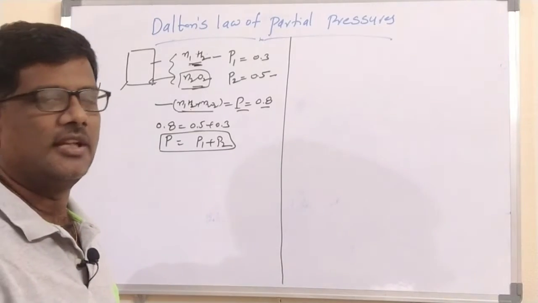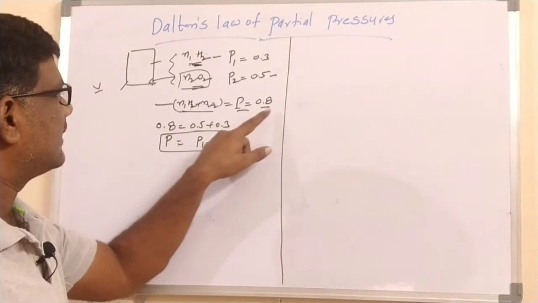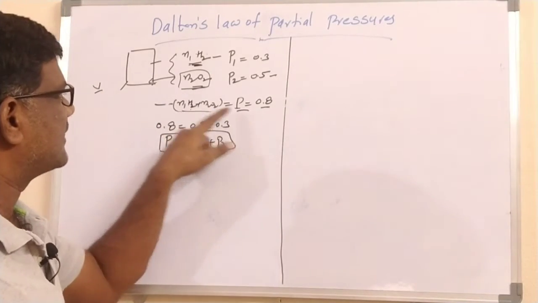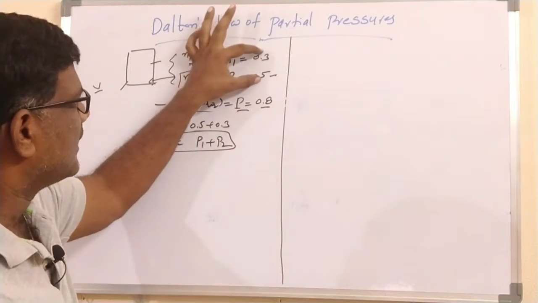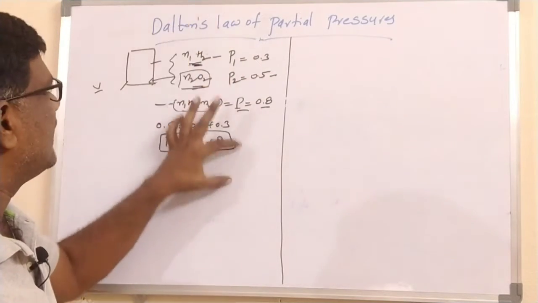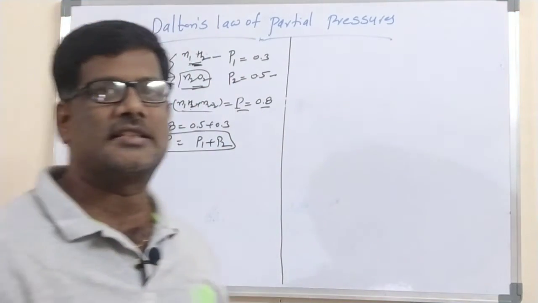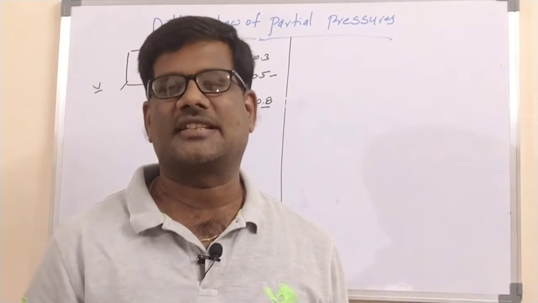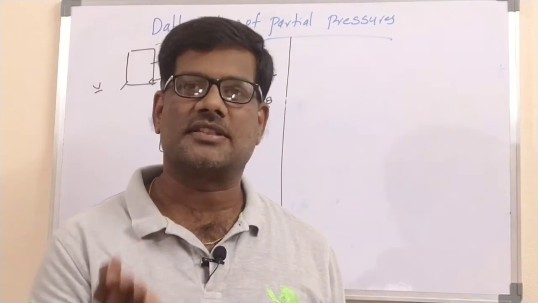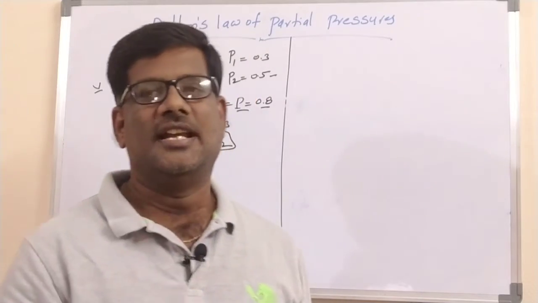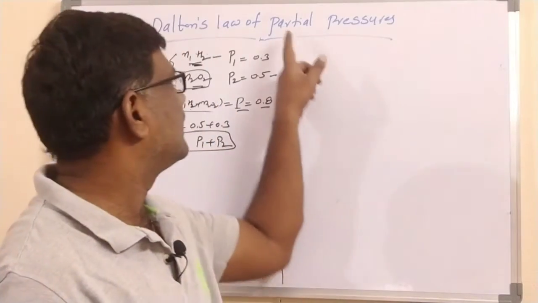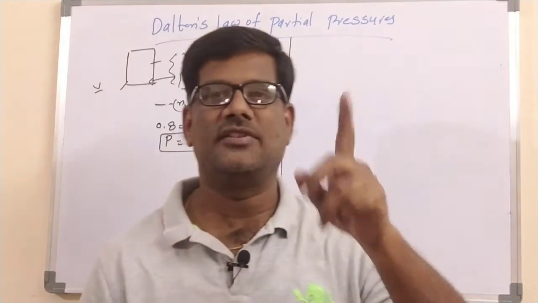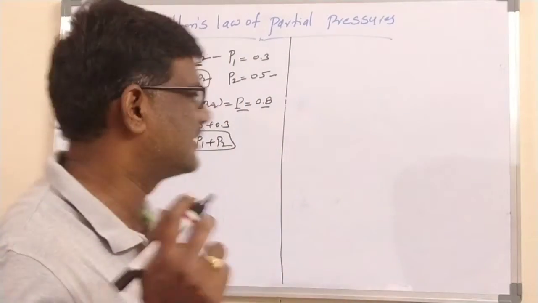What is the meaning of this? The pressure exerted by the mixture of the gas is equal to the sum of the individual pressures, and this is called Dalton's law of partial pressure. So what is Dalton's law of partial pressure? The pressure exerted by the mixture of the gas is equal to the sum of the individual pressures, and each individual pressure is called the partial pressure.